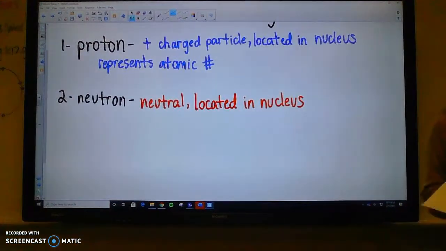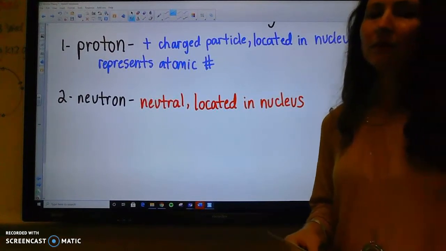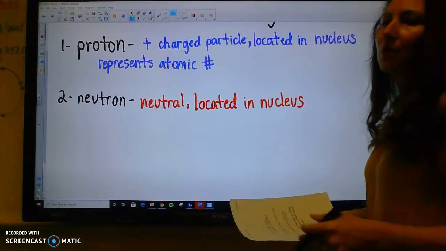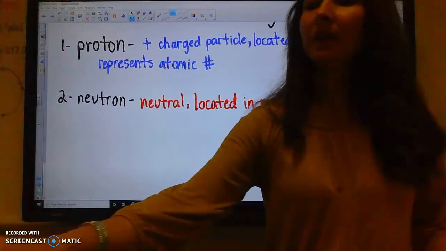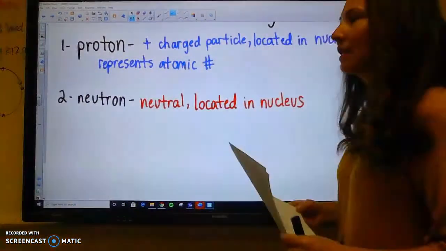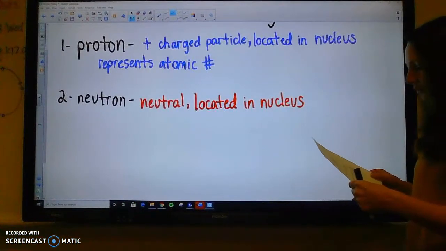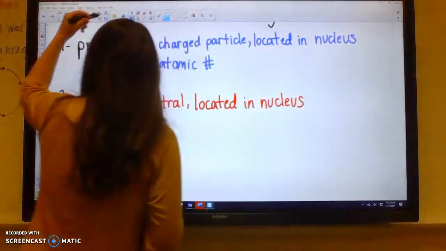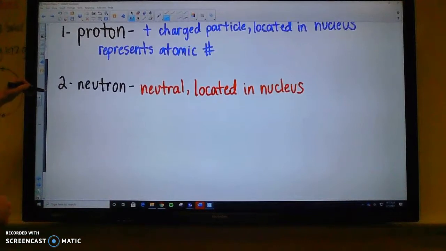And to be perfectly honest, the neutron doesn't represent anything specifically about an atom. However, it contributes to the mass of an atom. And so we'll get to that in a little bit. But the mass of an atom has to do with the protons and the neutrons. All right, moving on to the next one.